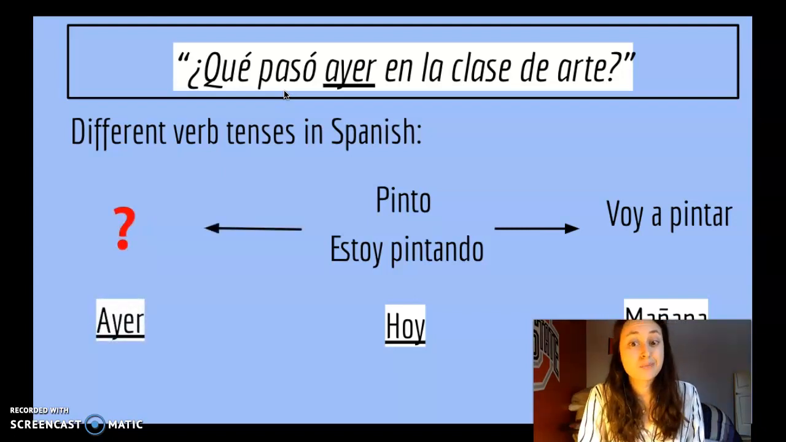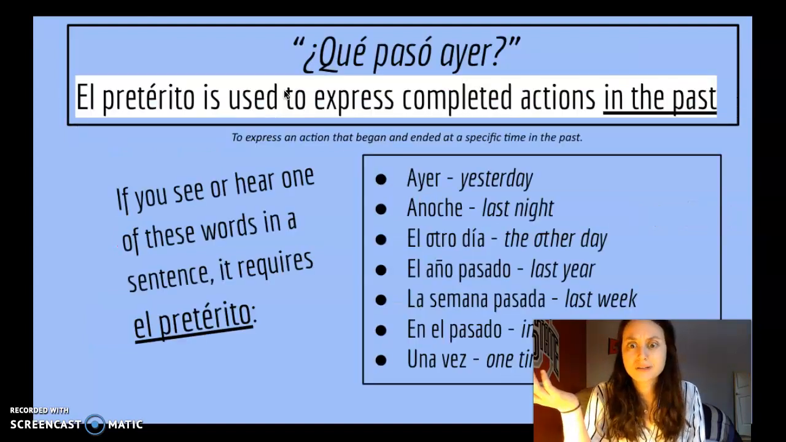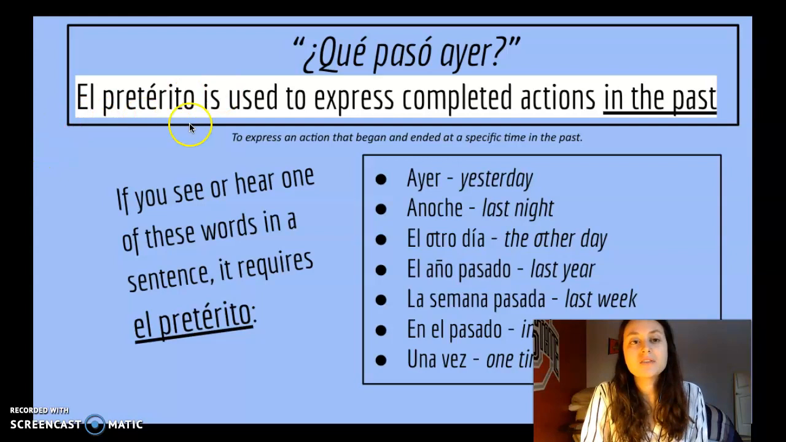Vas a usar el pretérito, okay? You're going to need the preterite. So what is el pretérito? El pretérito is used to express completed actions in the past, okay? To express an action that began and ended at a specific time in the past. So if you hear or see one of the following words, you're going to need el pretérito, okay?